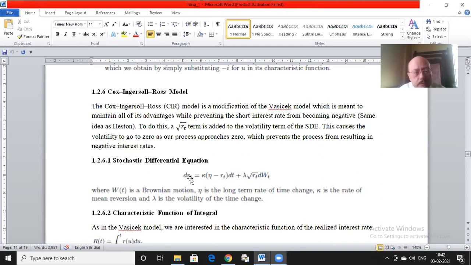So the change of short rate, dR, the generating equation for the short rate, is given by a mean reverting trend, which as usual is this kappa times eta minus R_t dt, plus lambda times square root of R_t dW_t. And this square root term is what will prevent it from becoming negative. Lambda is a constant rate. So lambda is the volatility of the time change.